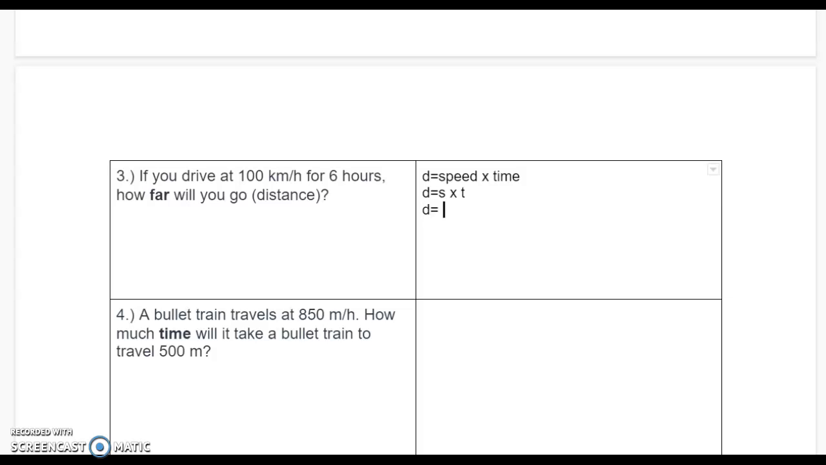So in this case, speed is our kilometers per hour, so that's 100. Our time is 6 hours. 100 times 6 is 600 kilometers. And that would be our distance.